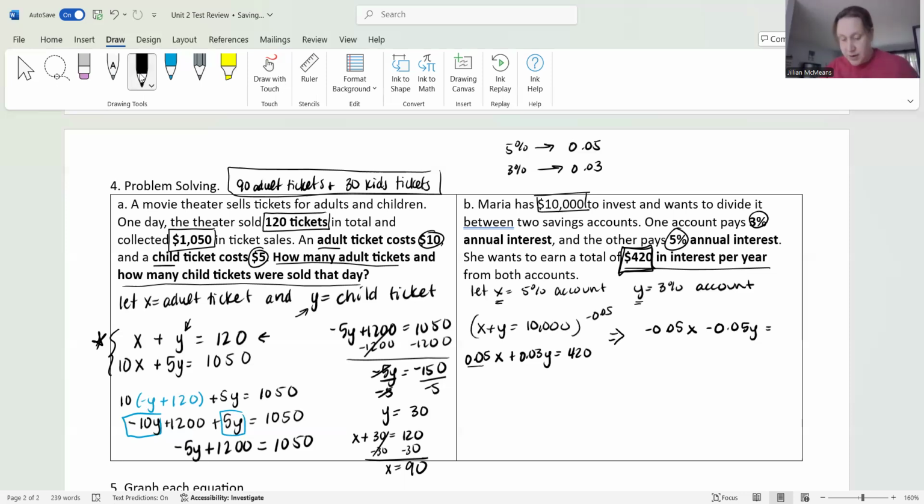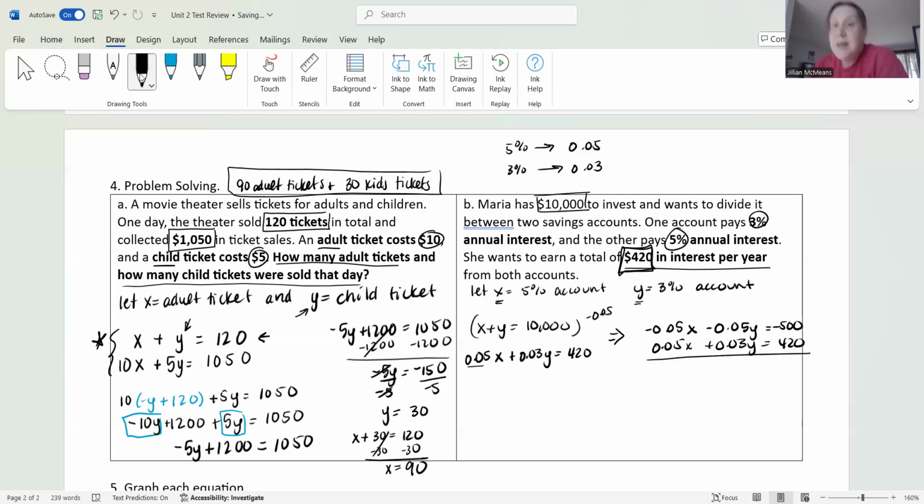So if you need to, pull out a calculator. Now, when you're dealing with powers of 10 like this, it's not too hard, but if you need a calculator, use the calculator. When we multiply by 0.05, we get negative 500. And then don't forget the second equation, we're not changing it. It's going to stay 0.05x plus 0.03y equals positive 420.